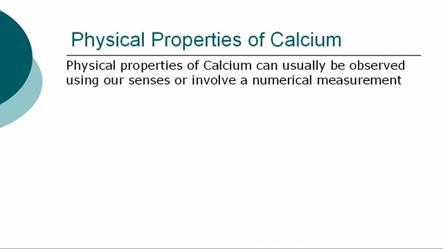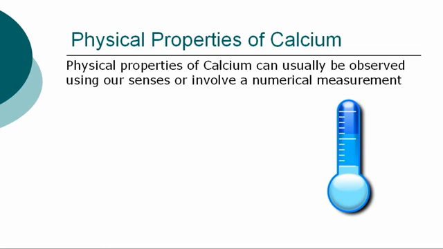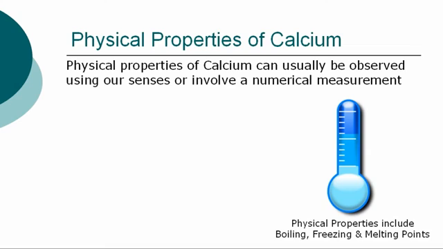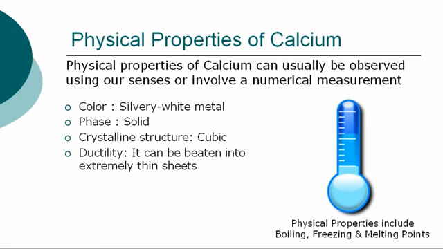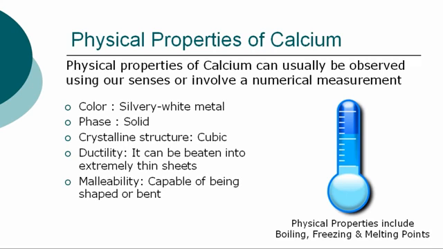The more specific physical properties of calcium can usually be observed using our senses or involve a numerical measurement, such as determining its boiling, freezing, and melting points. The physical properties of calcium are: color, silvery white metal; phase, solid; crystalline structure, cubic; ductility, it can be beaten into extremely thin sheets; malleability, it's capable of being shaped or bent; hardness, it is a relatively soft metal.